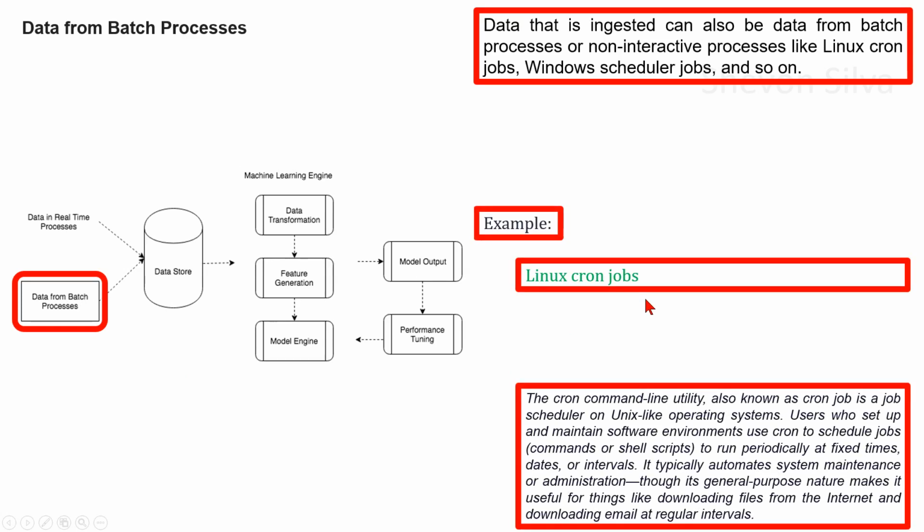The cron command line utility, also known as cron job, is a job scheduler on Linux-like operating systems. Users who set up and maintain software environments use cron to schedule jobs, commands or shell scripts to run periodically at fixed times, dates or intervals. It typically automates system maintenance or administration, though its general purpose nature makes it useful for things like downloading files from the internet and downloading emails at regular intervals.